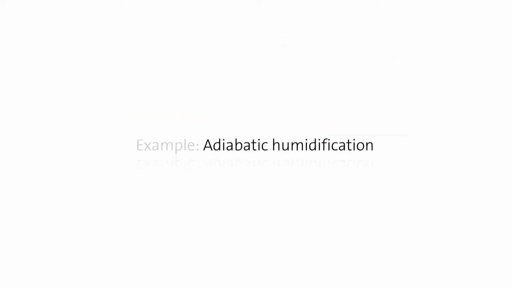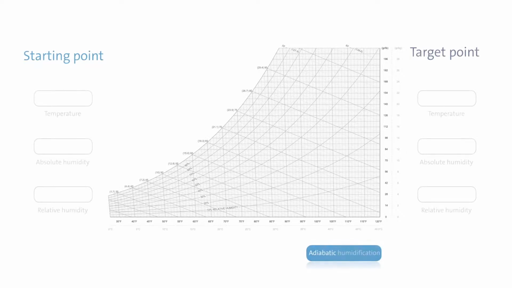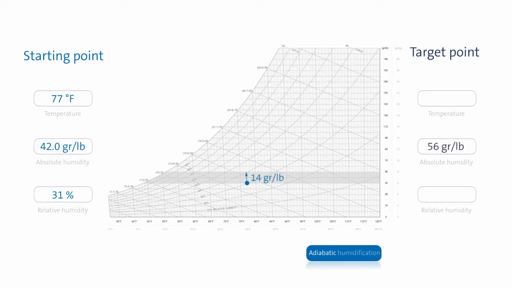Here's an example of how an adiabatic humidification process can be depicted in a psychrometric chart. Let's take as a starting point a temperature of 77 degrees Fahrenheit, an absolute humidity of 42 grams per pound of air, and a relative humidity of 31%. Now we'll use an adiabatic method, i.e. by means of water evaporation, to add 14 grams of water to each pound of air.